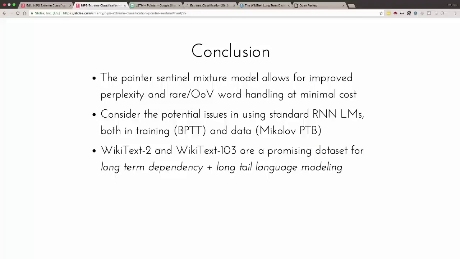So in conclusion, the pointer sentinel mixture model allows you to improve both perplexity and rare and out of vocabulary word handling at a minimal cost in terms of parameters. And when using these recurrent neural networks, I'd highly recommend thinking about both standard training and also the data sets that we use and whether there are potentially issues with it. And finally, if you are doing these long-term dependency or long-tail language modeling challenges, I highly recommend you check out Wikitext 2 and Wikitext 103. Thank you so much.